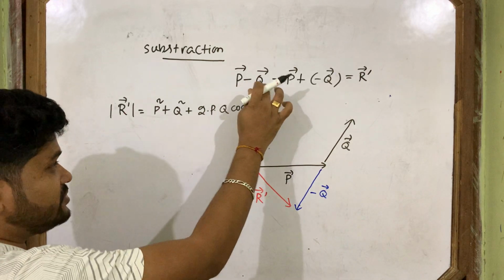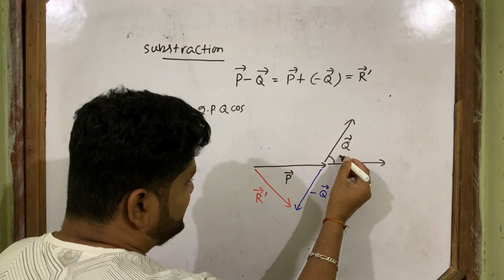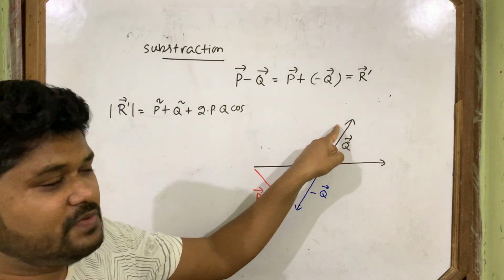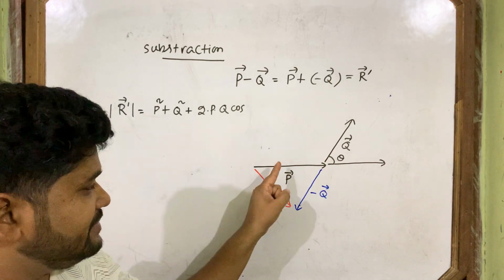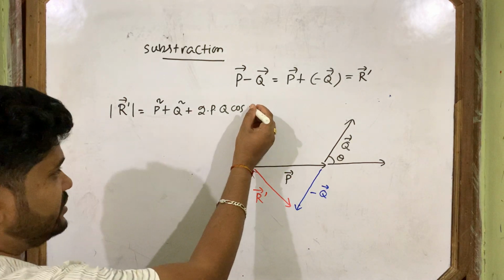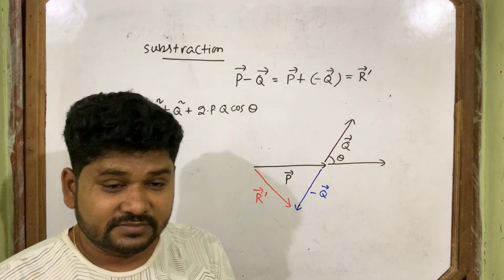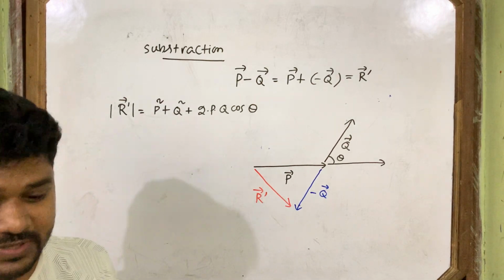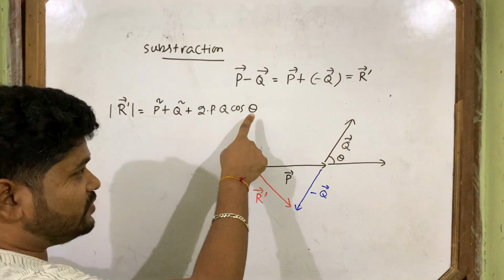So if PQ subtraction is given, the angle between P and Q is given as theta, and the question is asked to find their subtraction. Angle is given between P and Q vector. So should I put theta here? Is it right? Okay. So now you are thinking, no sir, it is not right. Why is it not right?